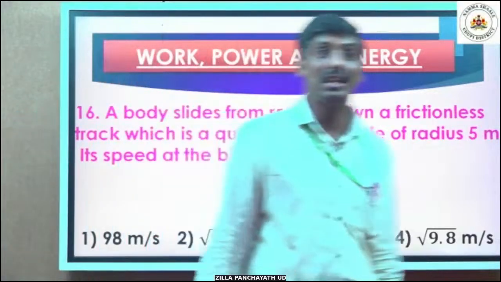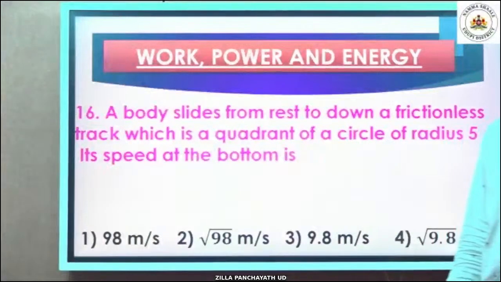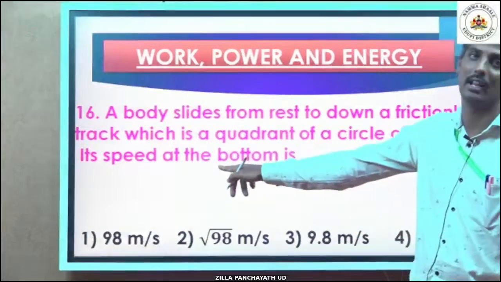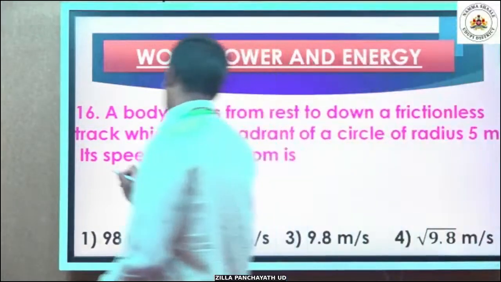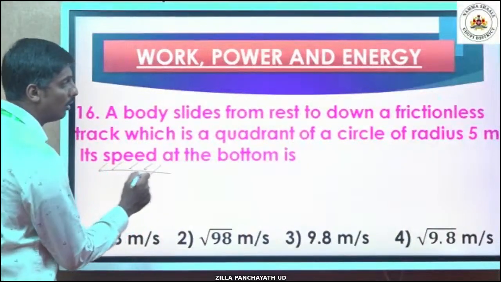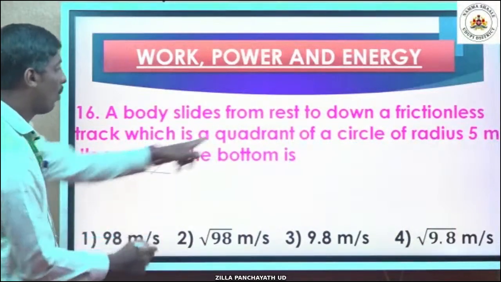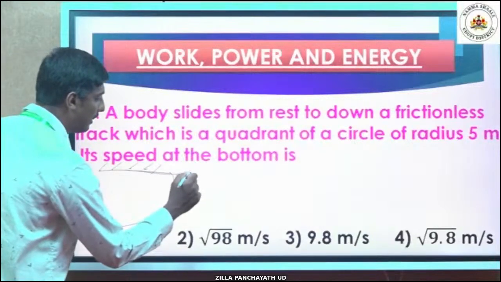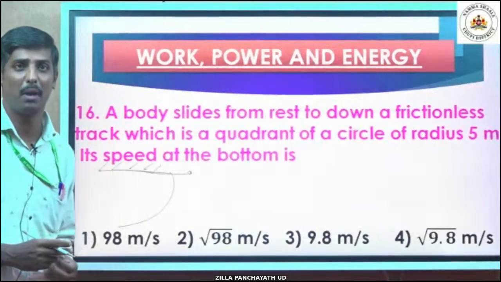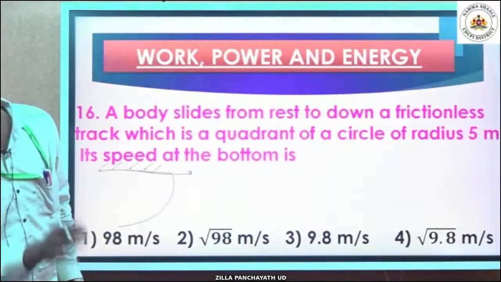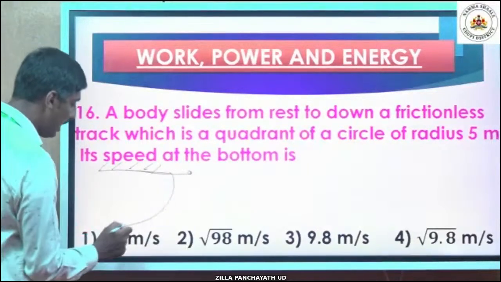ಕ್ಲಿಯರ್, ಓಕೆ. Next question will be: a body slides from rest down to a frictionless track which is a quadrant of a circle of radius 5 meter. The speed of the bottom... ಇದು ನಾನು ಆಲ್ರೆಡಿ ಆಗಲೇ ಒಂದು ರೀತಿ ಪ್ರಾಬ್ಲಮ್ ಮಾಡಿದ್ದೇನೆ ಮಕ್ಕಳೇ ನಿಮಗೆ. ಸೊ frictionless track, quadrant of a circle. ಬಾಡಿ ಇಲ್ಲಿಂದ ಬಂದಿದೆ. ನಾನು ಮೊದಲ ಒಂದು ಪ್ರಾಬ್ಲಮ್, ಐ ಥಿಂಕ್ ದ 6th ಪ್ರಾಬ್ಲಮ್.